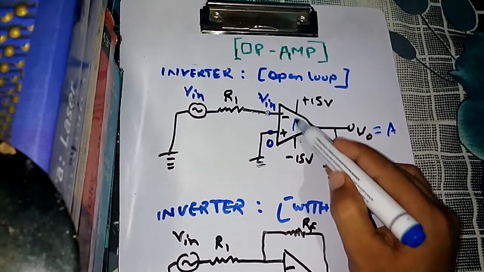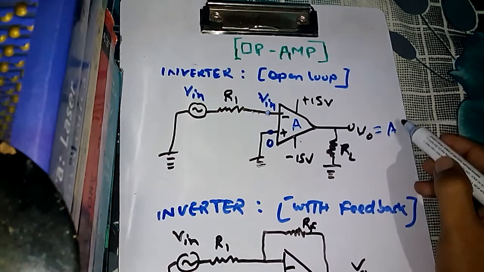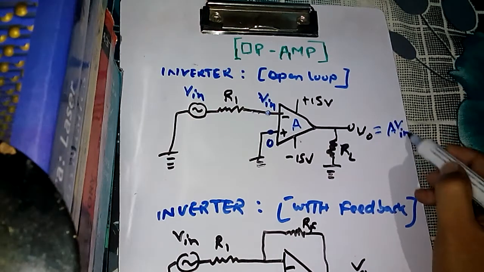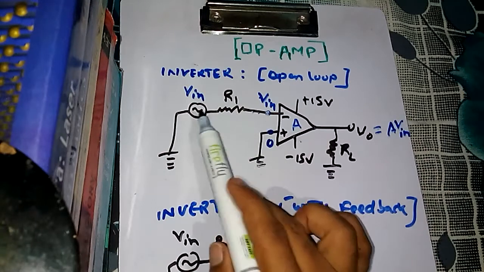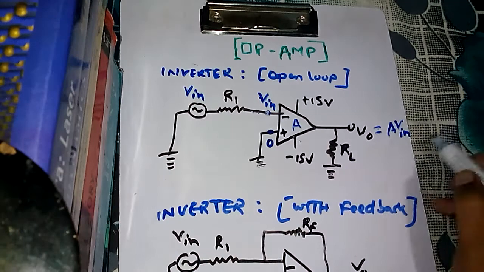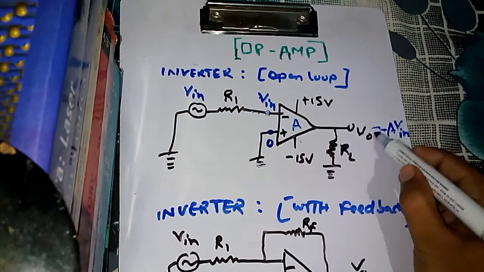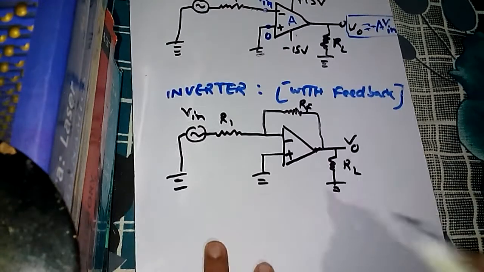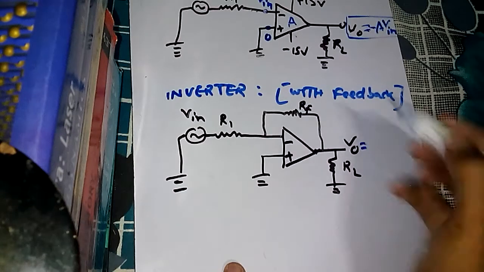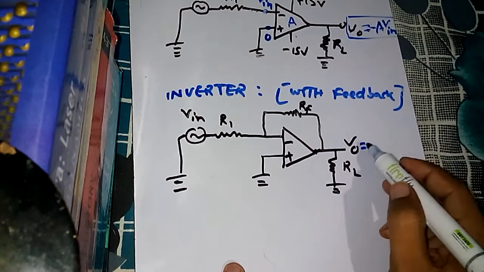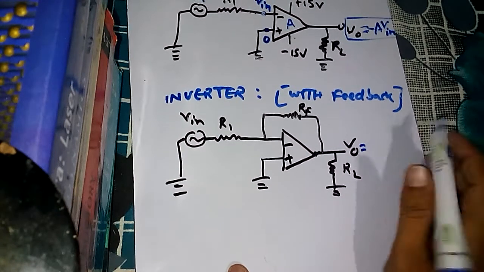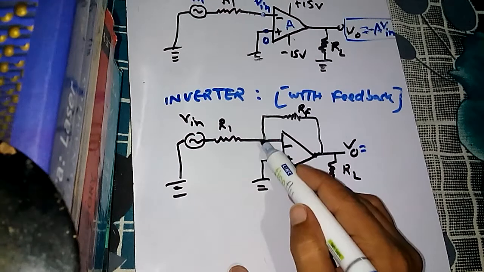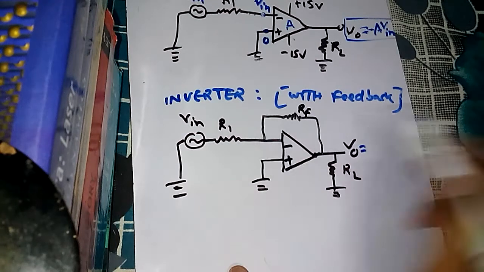Suppose the open loop gain is A, then A times V input is the output. Since the input has been given at the negative terminal, it is negative. Simply, this is the output for open loop. Here I'm writing the output directly, I'm not deriving it. This can be derived using KCL at this point.